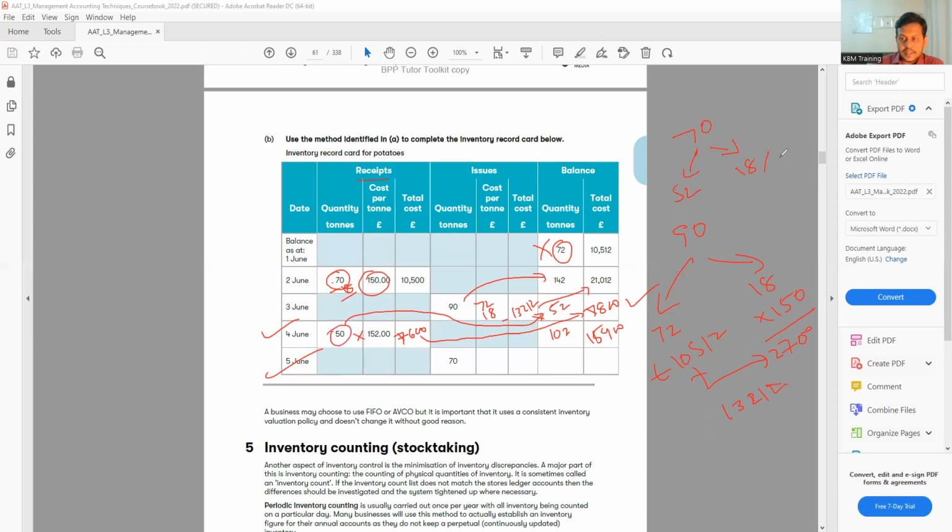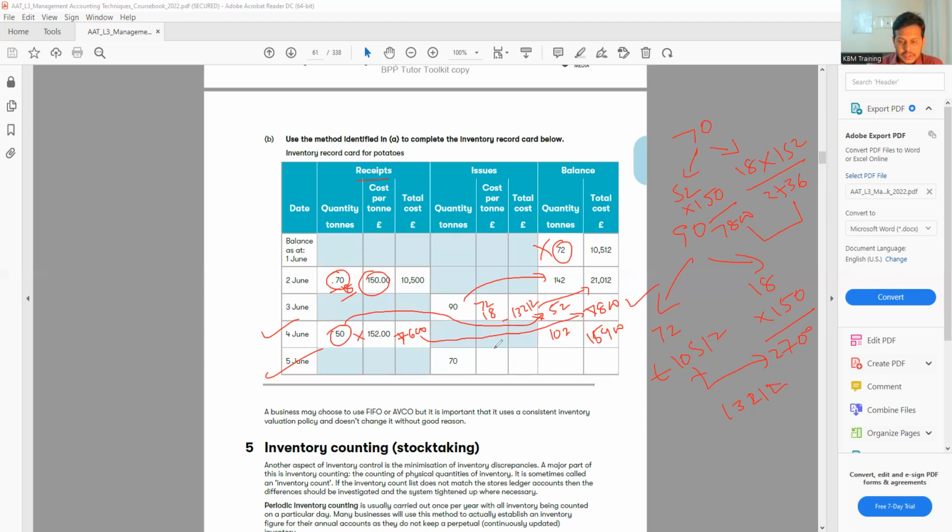So 18 times 152, and 52 times 150. How much is it? 52 times 150 gives me 7,800. And 18 times 152, how much is it? 18 times 152 is 2,736. Thank you very much. And if we add these two, that will be the cost for the 70 units. How much is it in total? 10,536.